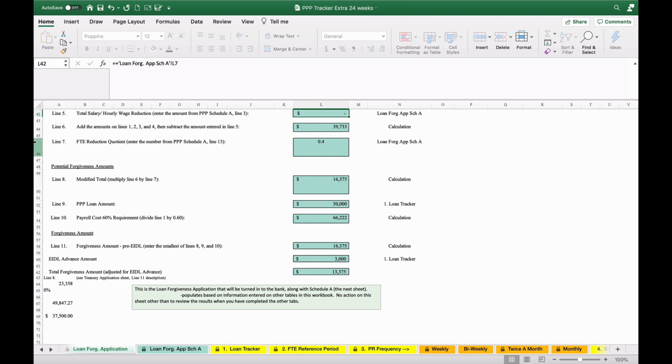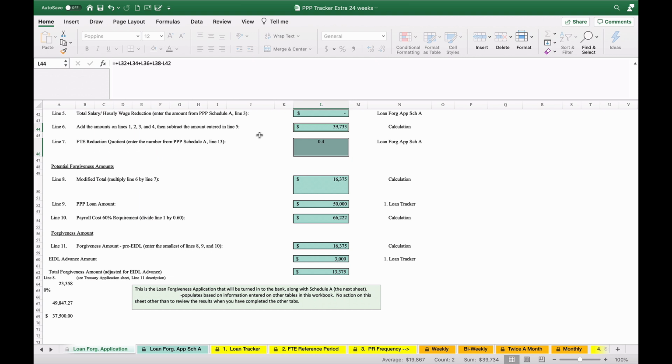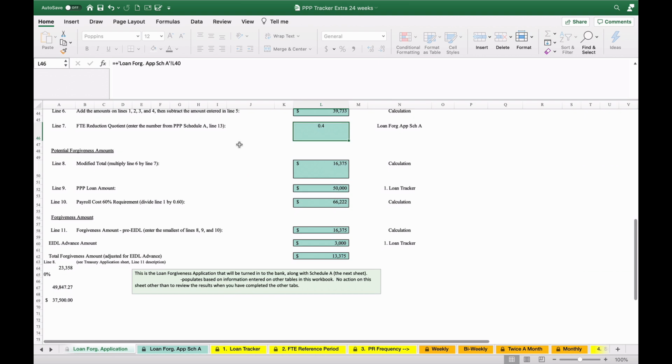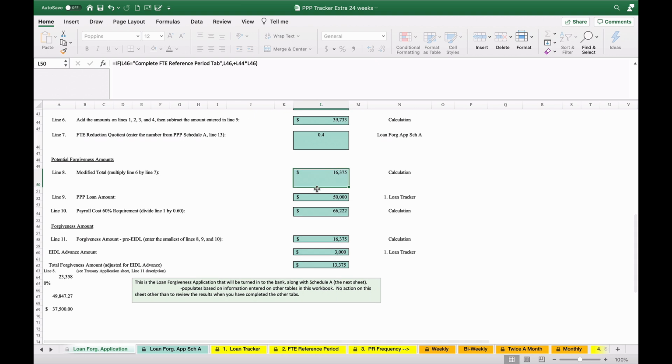So you'll notice that the FTE reduction can have a pretty profound impact because what it is really doing is calculating your line 6, so your total that you spent, times the FTE reduction quotient. So that can actually have a pretty big impact. In this case, we reduced FTEs quite a bit, so that's why you're seeing a big impact. But that will, you'll see now, reduce your total potential forgiveness amounts. So you spent $39,000, but you're only going to get forgiven for $16,000 in this case because you didn't bring back all your FTEs and you didn't get it back up by the end of the period.